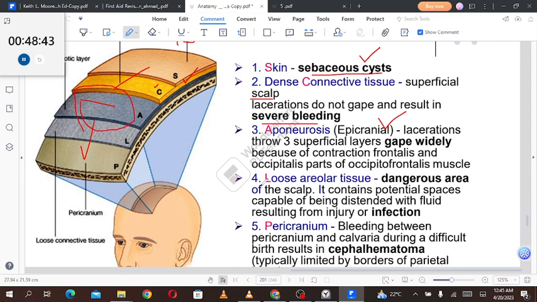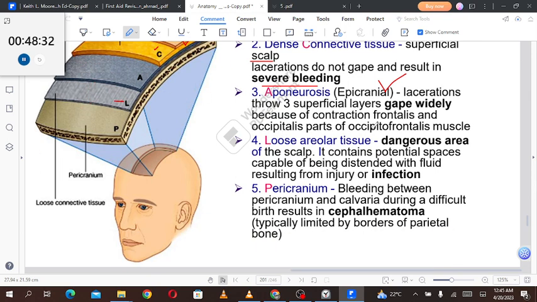Then point 4 is loose areolar tissue. The fourth layer is the loose areolar tissue, the dangerous area of the scalp. It contains potential spaces capable of being distended with fluid resulting from injury or infection. And the fifth layer is pericranium, where bleeding between the pericranium and calvaria during a difficult birth presents as cephalohematoma, typically limited by the borders of the parietal bone.